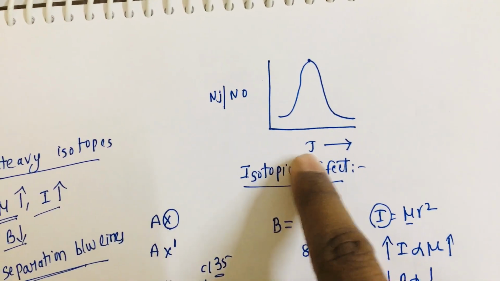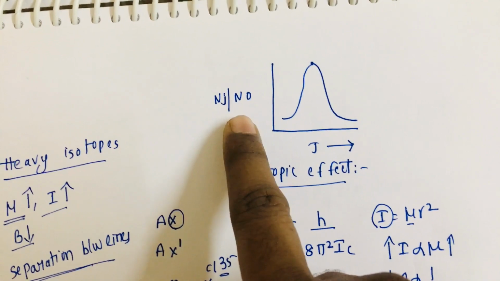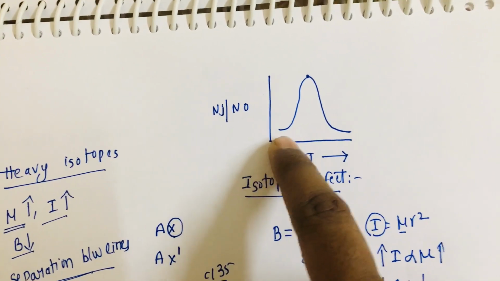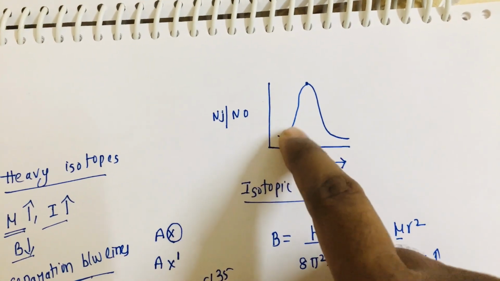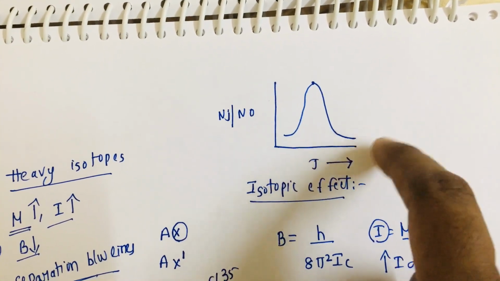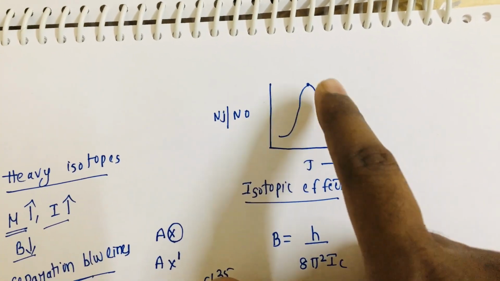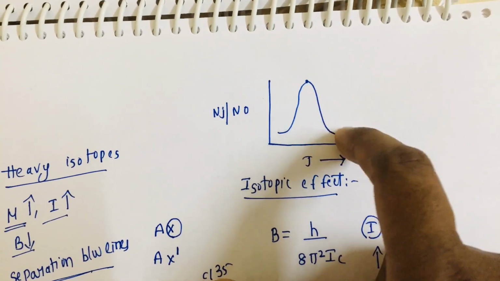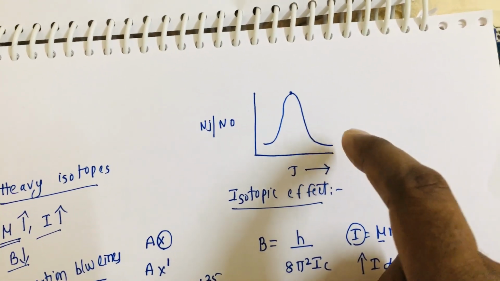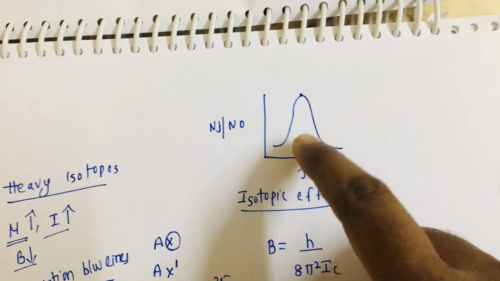So this plot was between nJ by n naught by degeneracy. As we can see here, as the degeneracy increases, the intensity of the spectral line also increases. According to the Boltzmann constant, as the energy increases, the population decreases. If the population is decreasing, the intensity of the spectral line also decreases.